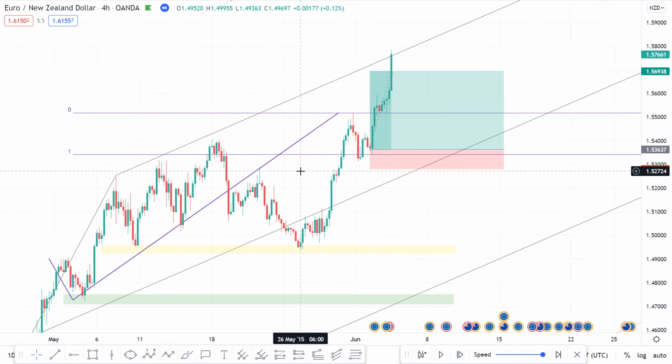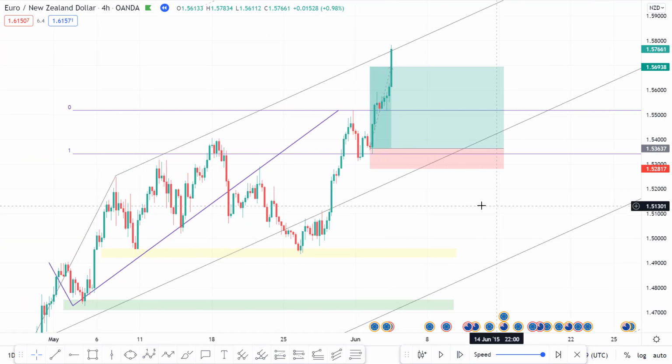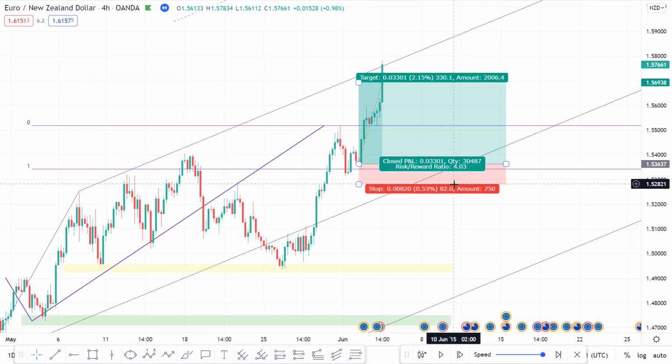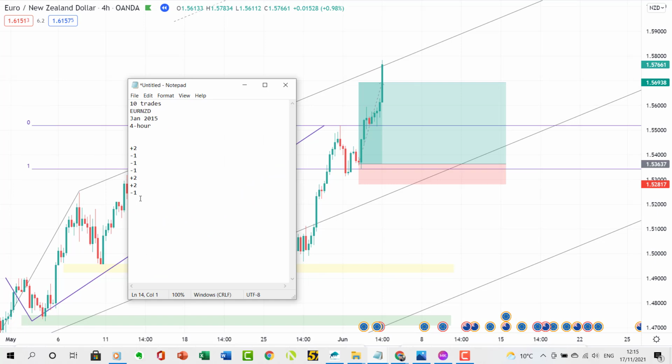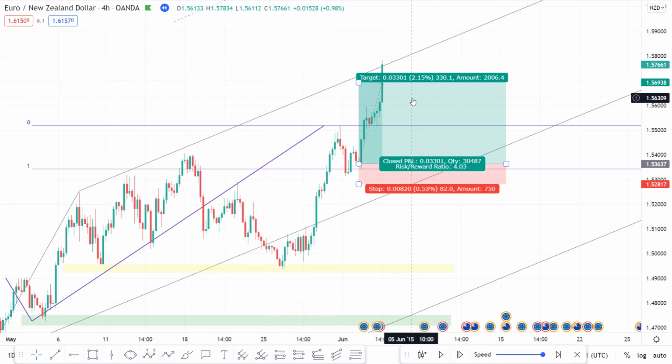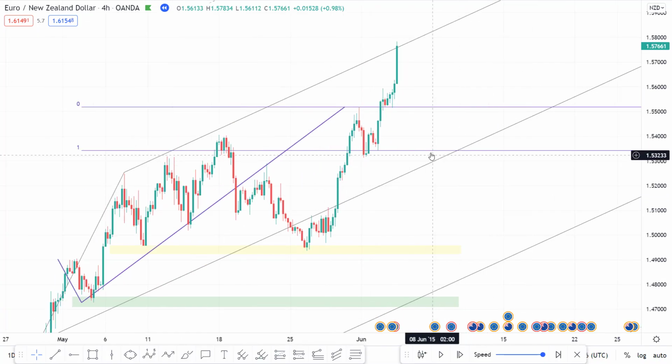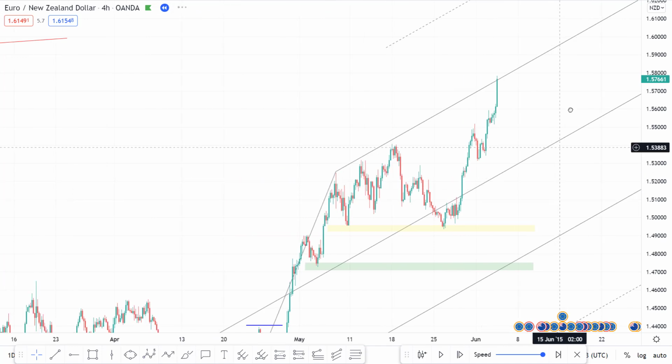Ah, there we go, that's nice. Nice win there. Great, so that's +4. 1, 2, 3, 4, 5, 6, 7, 8 trades. So I've got 2 more to go. And it looks like this trend is just continuing on up nice.